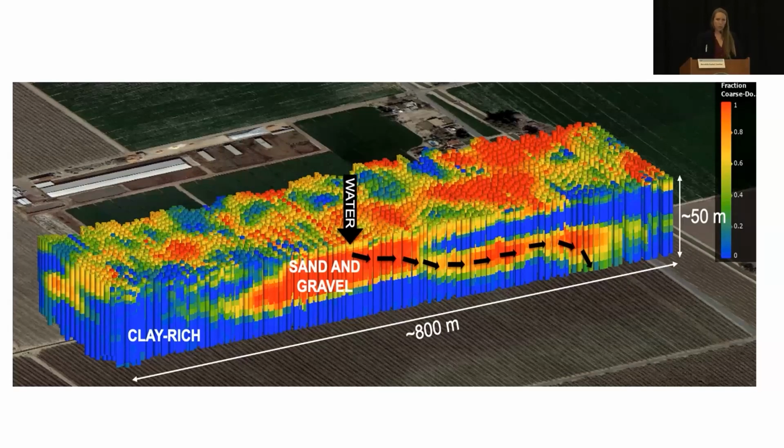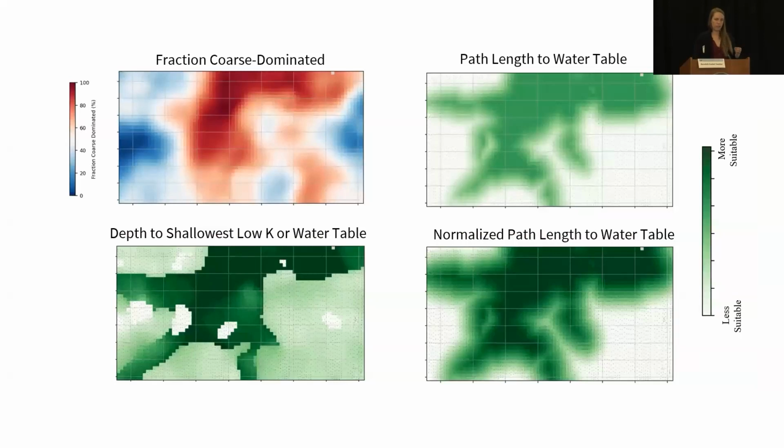So we worked on developing metrics where we could take this complicated 3D model and distill it into some summary maps that could be used to support decisions. And so we have four what we're calling recharge metric maps that we can come up with using that model. And I'll just walk you through what each of these is showing.